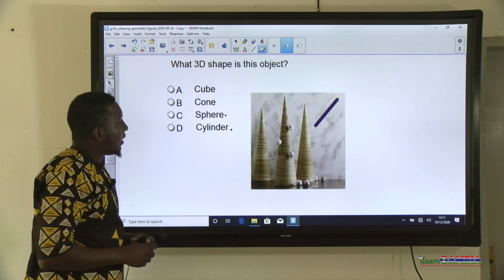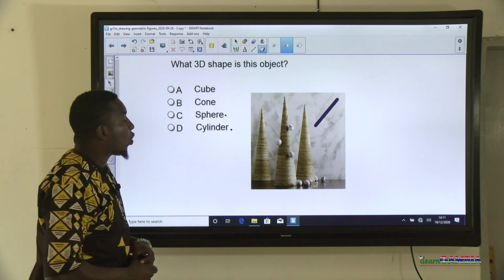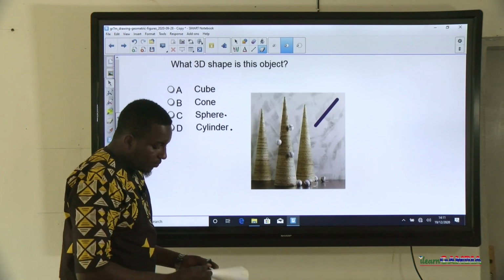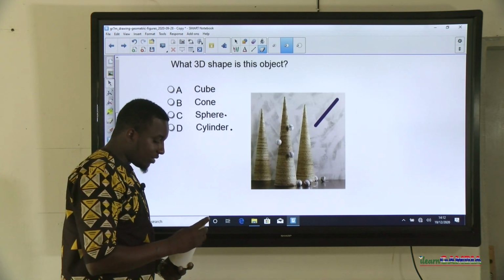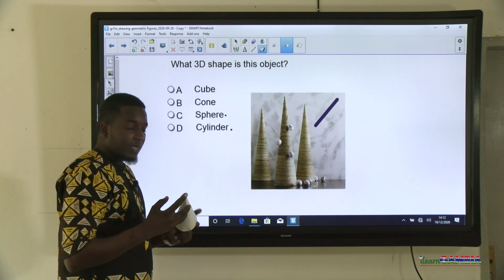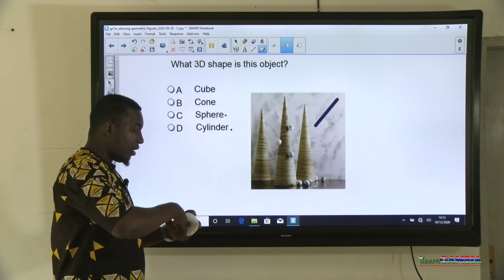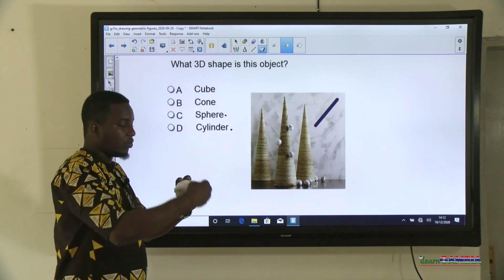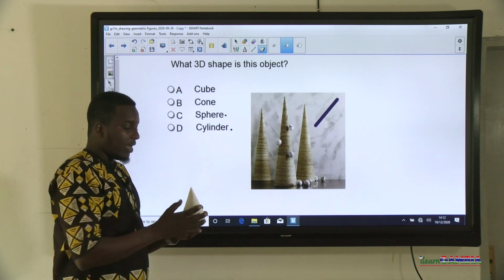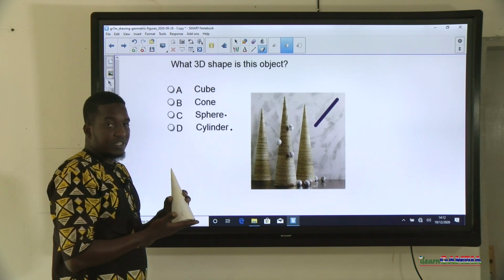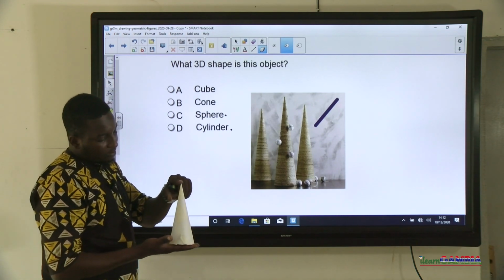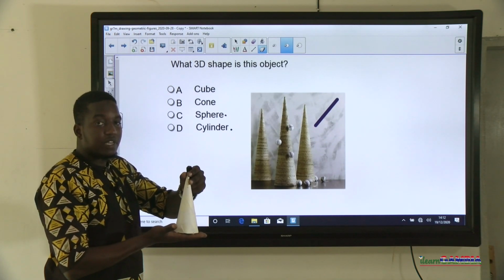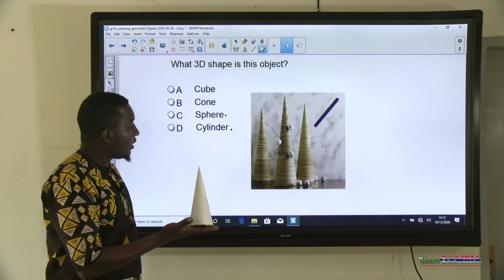Then we look at the second option, we have a cone. And what do we know about cones? We said a cone is a solid shape that has a vertex on top, and also it has a curved surface area and one flat surface. It has a vertex, a curved surface area, and a flat face. So if you look at it, this is what we have.